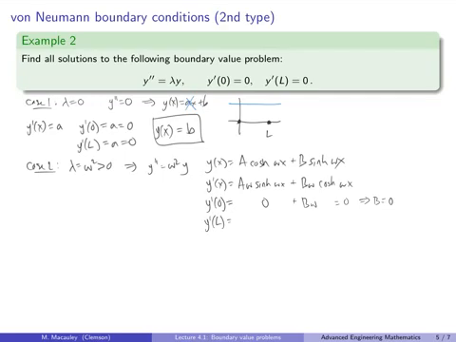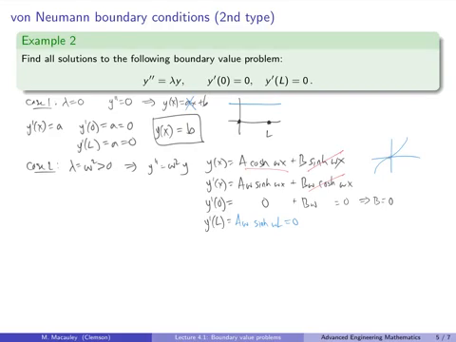That tells us that this term is 0 and that term is 0. So now we just have the cosh term left. So y prime of L is a omega times sinh of omega L, which is 0. And once again, sinh is this function that is only 0 at 0.